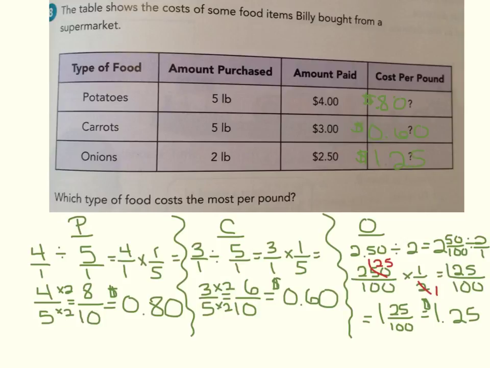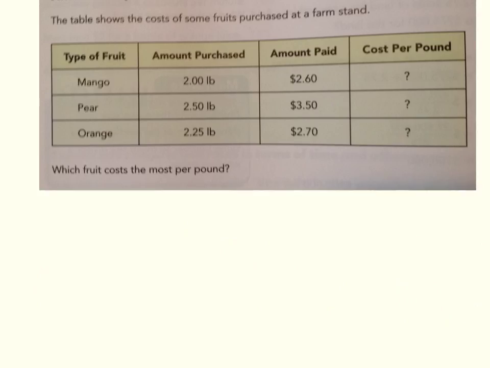So the question says, what type of food costs the most per pound? So looking at our chart, we found that the onions cost the most per pound. Okay, try this last problem on your own. You want to find out which fruit costs the most per pound.